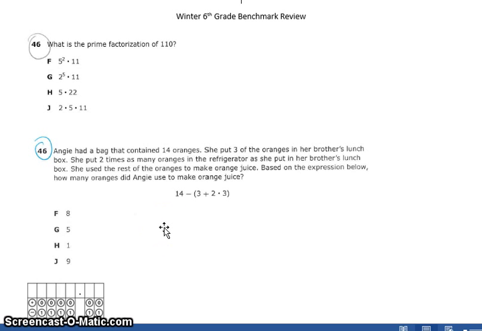Alright, we're going to do a benchmark review practice. This first question says, what is the prime factorization of 110?